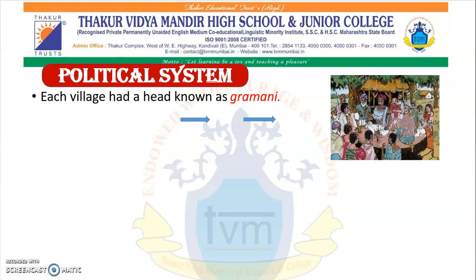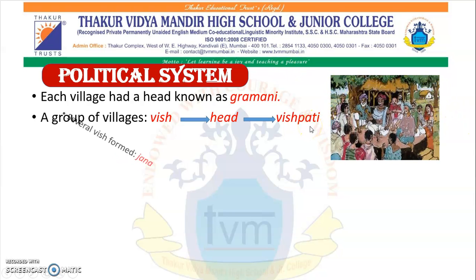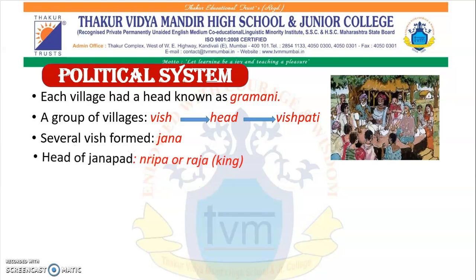Now, a group of villages formed a Vish. Means when many villages come together, they formed a Vish, whose head was called Vishpati. Several Vish formed a Jana. Later, when the Jana settled into a specific region, it came to be known as Janapada. And the head of this Janapada was known as Nrip. Nrip is a Sanskrit word. In Hindi, we call it Raja, and in English, King. So the head of this Janapada was known as King.